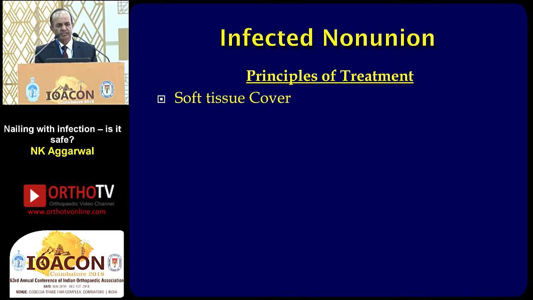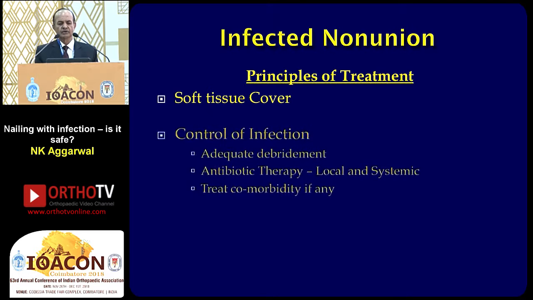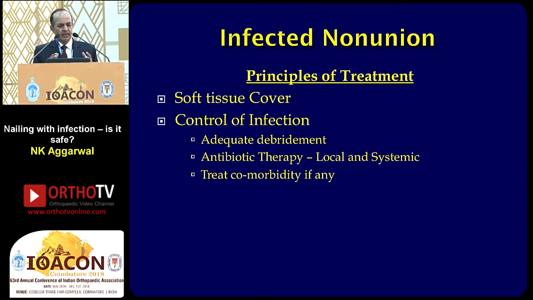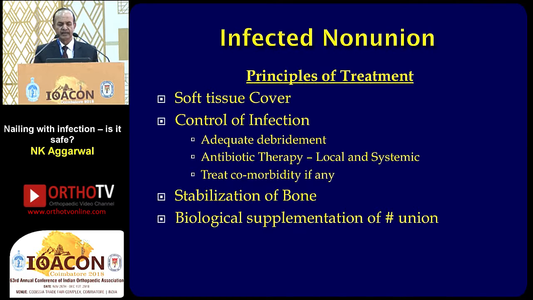Soft tissue. We must get a good soft tissue, and if it needs cover, we must get a plastic surgeon to cover the soft tissue. We must get control of infection with adequate debridement and antibiotic therapy, the mainstay of which is local antibiotic delivery system today, and systemic as well for some time. Any comorbidities need treatment. Stabilization of bone. There are varieties of ways of stabilization of bone, and presently interlocking nail is probably the best. And then biological supplementation of fracture union.